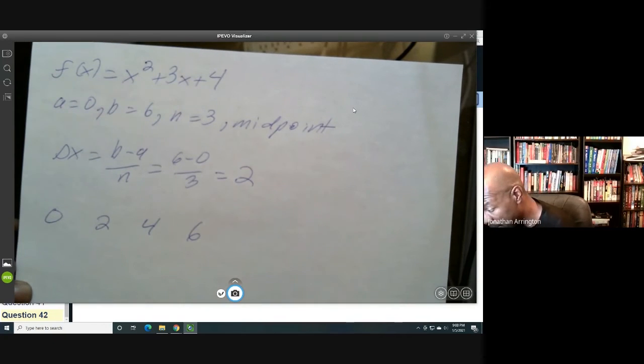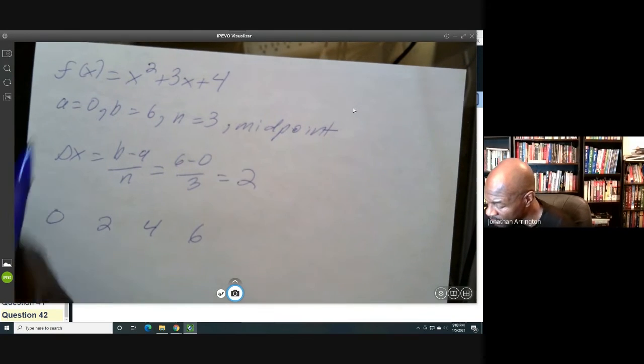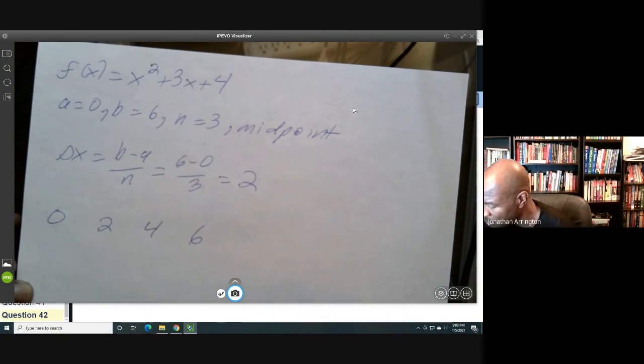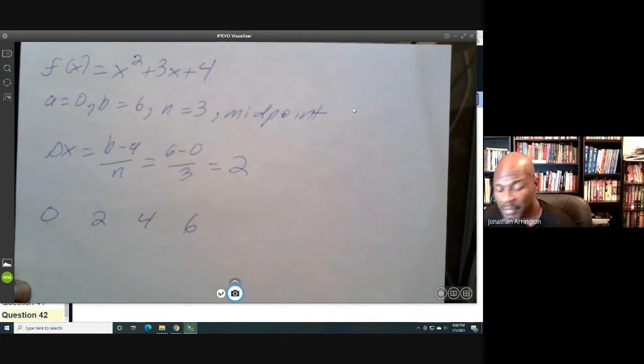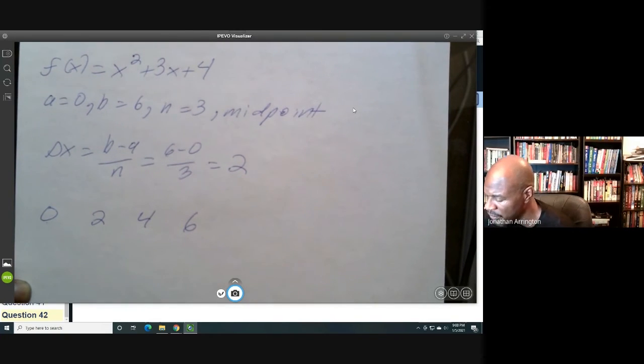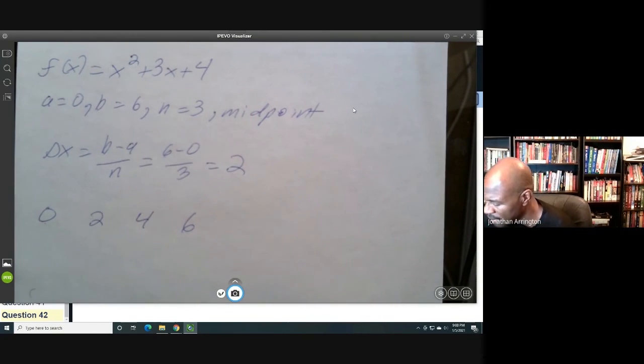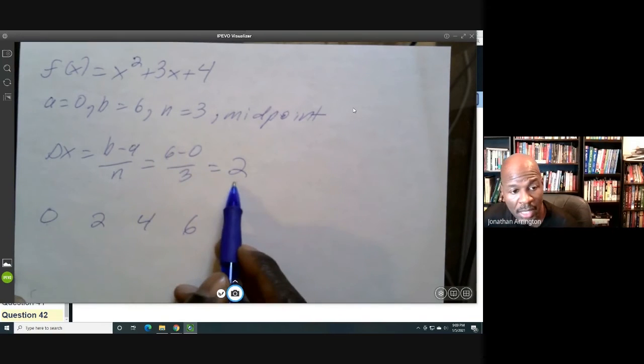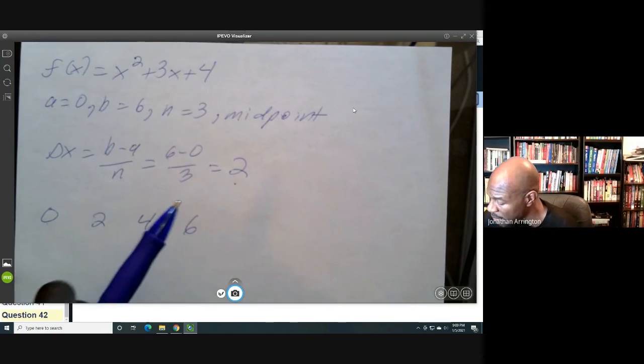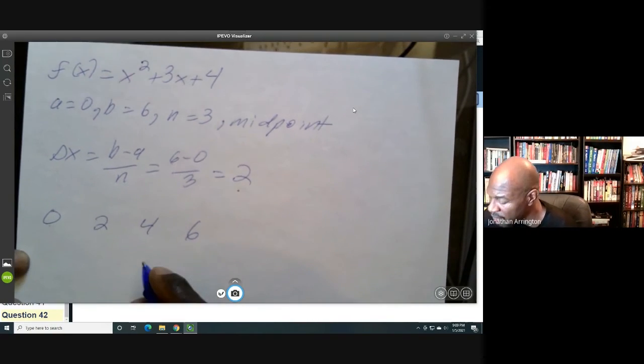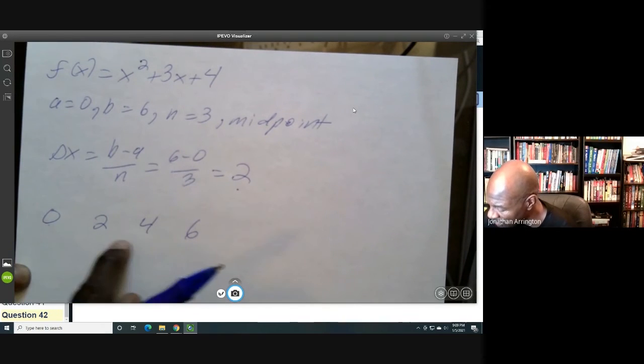All right. Now, what's different, if I was doing a left Riemann sum, I would evaluate the function f of x at 0, 2, and 4, every number but the last number. If I was doing a right Riemann sum, I would evaluate the function f of x at 2, 4, and 6, every number but the first number. And of course, add those up in both cases and multiply them by delta x.